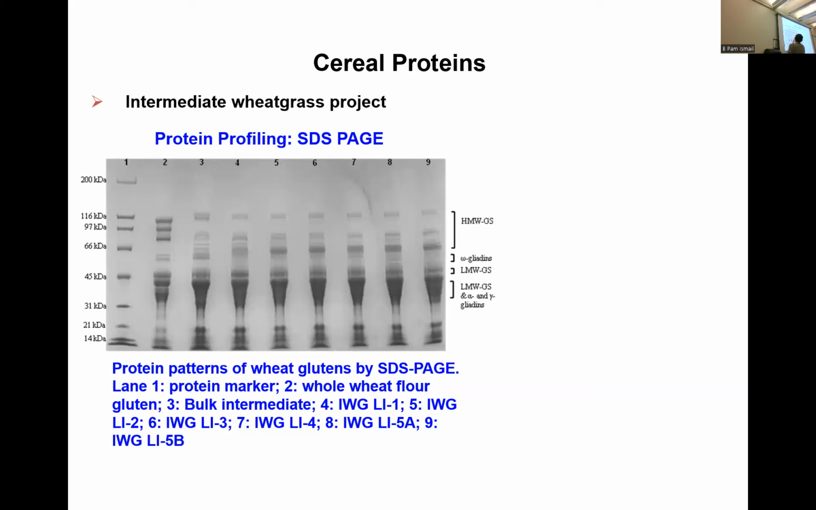They do have a very unique high molecular weight glutenin at around 60 kDa, just a little bit under 66 kilodalton. We found through proteomics that intermediate wheatgrass has a 60 kD high molecular weight glutenin, so it's lower in molecular weight than the high molecular weight glutenins present in wheat. So it's a very unique characteristic.